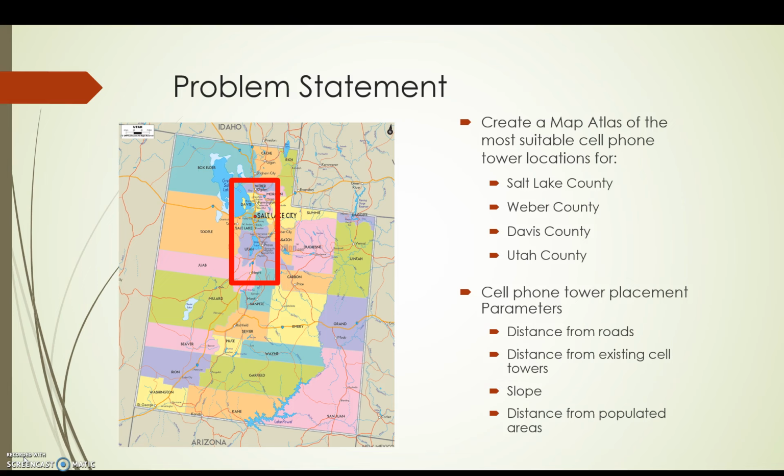Our project problem statement was to create a map atlas for optimal cell tower placement for 4 different counties in Utah. The 4 counties that we chose were Salt Lake County, Weber County, Davis County, and Utah County.